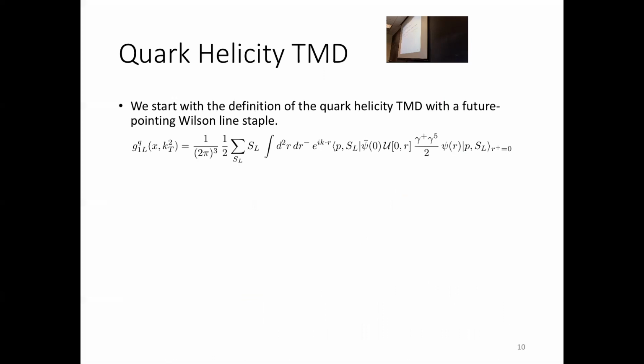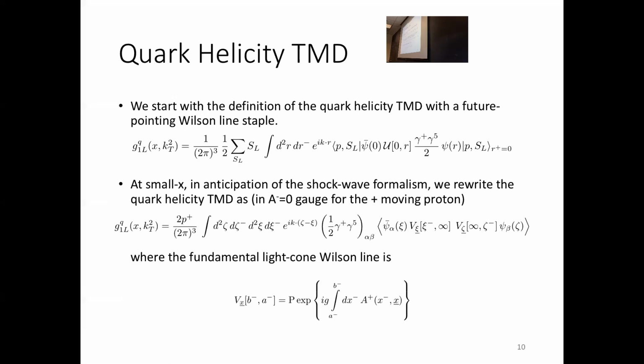So actually what's new in terms of formal details here is that we're looking at the operator itself. So this is a helicity TMD operator. U is some sort of a Wilson line staple, and we're going to take it to be future pointing, as in the SIDIS staple essentially. And then working in a particular gauge, A minus equals 0 gauge for the plus moving proton, the staple becomes just a product of two light cone Wilson lines. And what else?